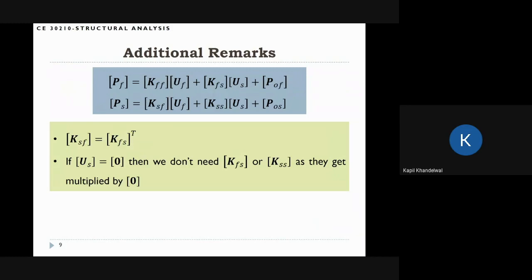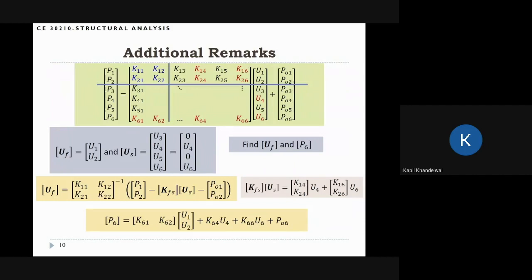So what I have done is I've created a 6x6 system, and written it in the block matrix form. In this case, the free degrees of freedom are U1 and U2, and the supported degrees of freedom are U3, U4, U5, and U6. And I'm assuming that U3 and U5 are 0, so they are prescribed to be 0, while U4 and U6 are non-zero. And we want to solve the system. In this case, we just want to find the unknown displacements and the support reactions, that is P6. We are not interested in finding all the support reactions, but just one of them, let's say P6.